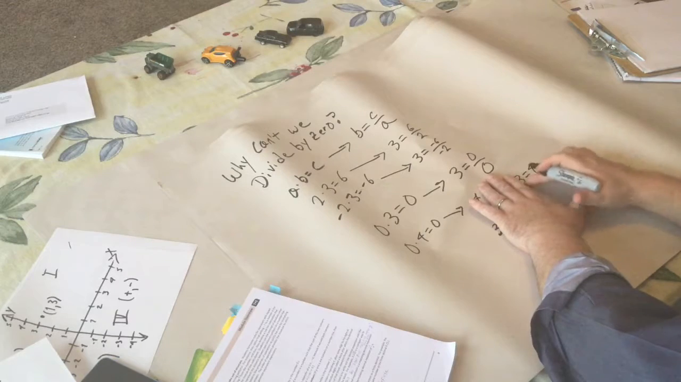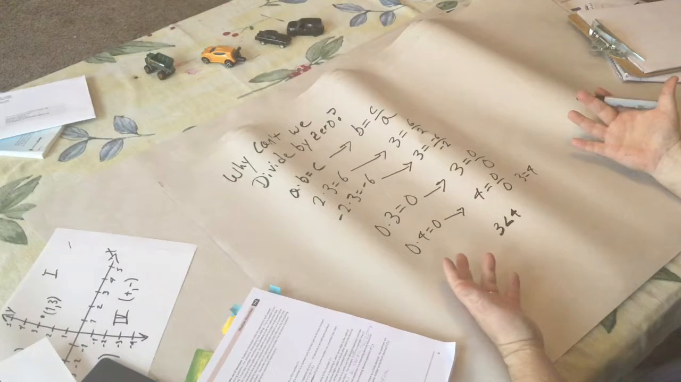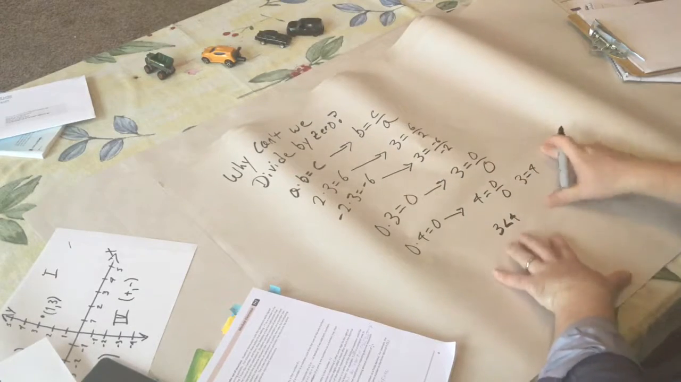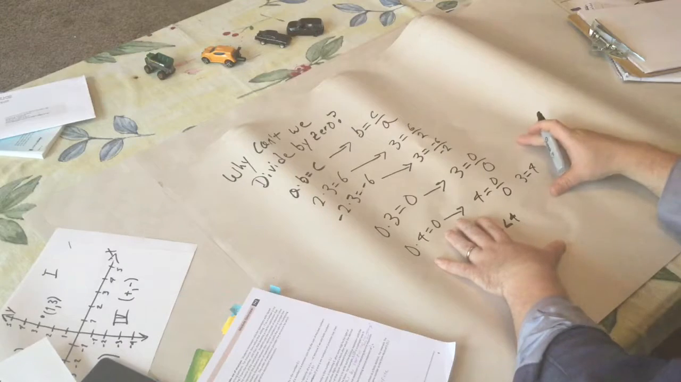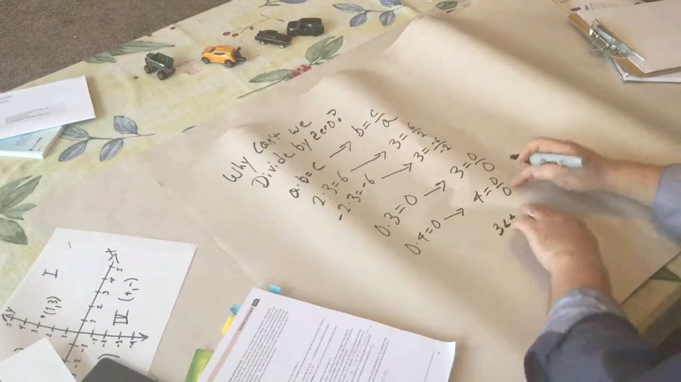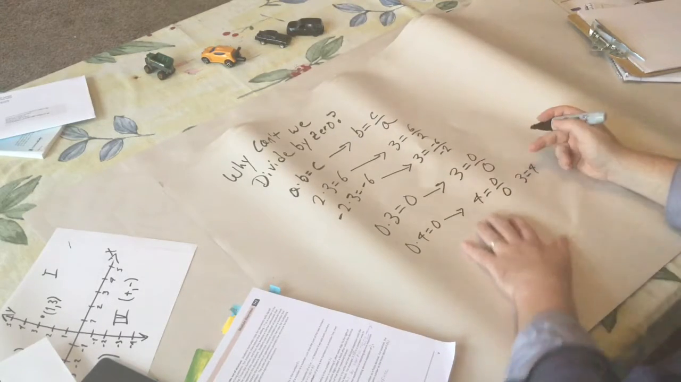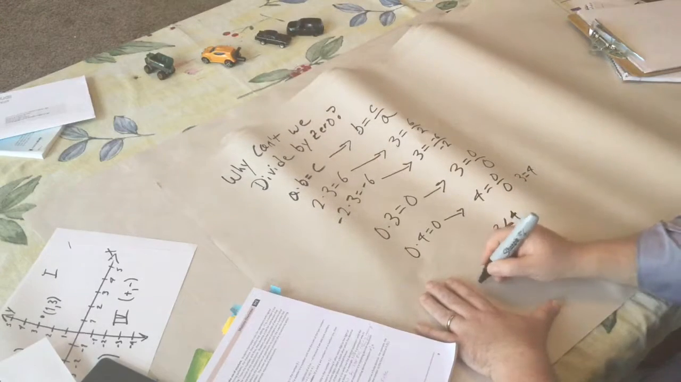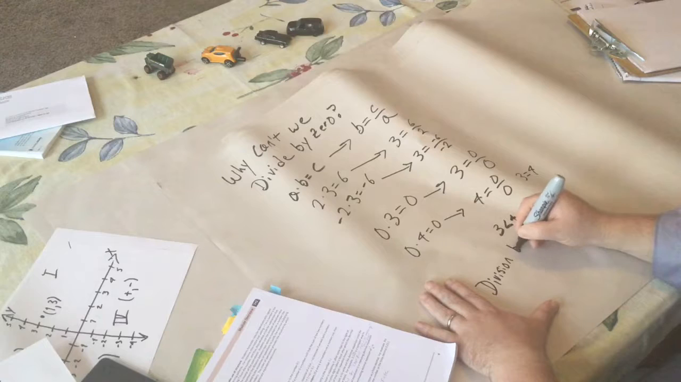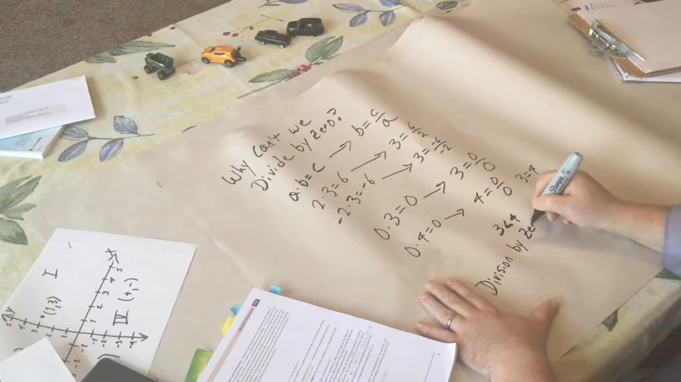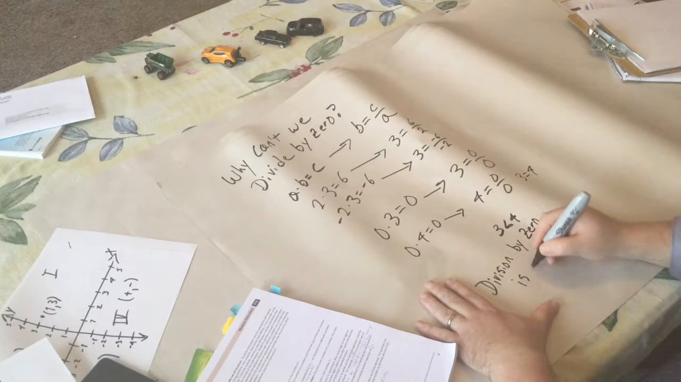This is not consistent with our system of arithmetic. It's not consistent with our number system and with our operations. So what we do is we say that obviously because we have this problem going on, division by 0 is undefined.